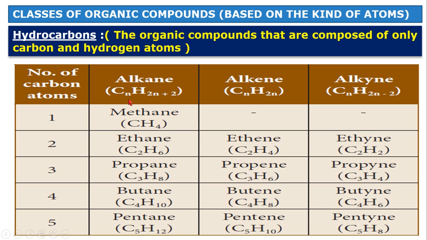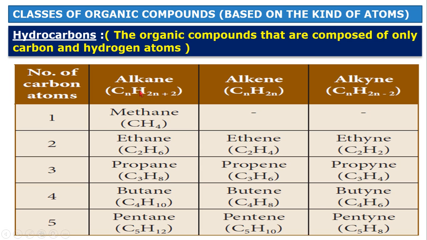In the place of n, we put 2. C2, 2 into 2, 4, 4 plus 2, 6. C2H6, that is ethane. So, only one carbon means the name is methane. Two carbons means the name is ethane, C2H6.